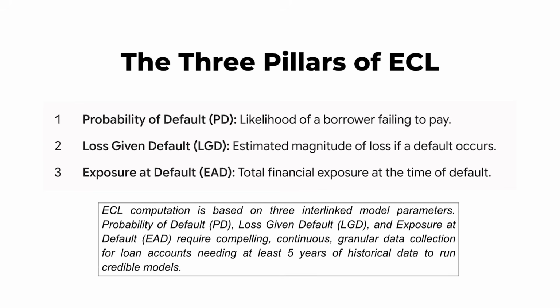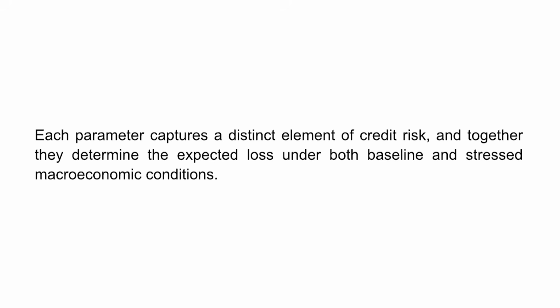What are those 3 pillars? First is probability of default, loss given default, and exposure at default. These 3 things have to be assessed by the banks for their credit portfolio, and a minimum of 5 years of data is required for this purpose. Each parameter captures a distinct element of credit risk, and together they determine the expected loss, under which baseline and stressed macroeconomic conditions are taken into account.